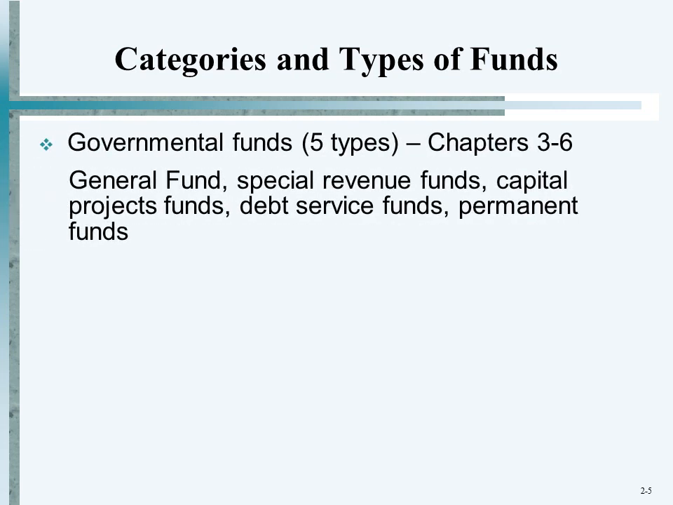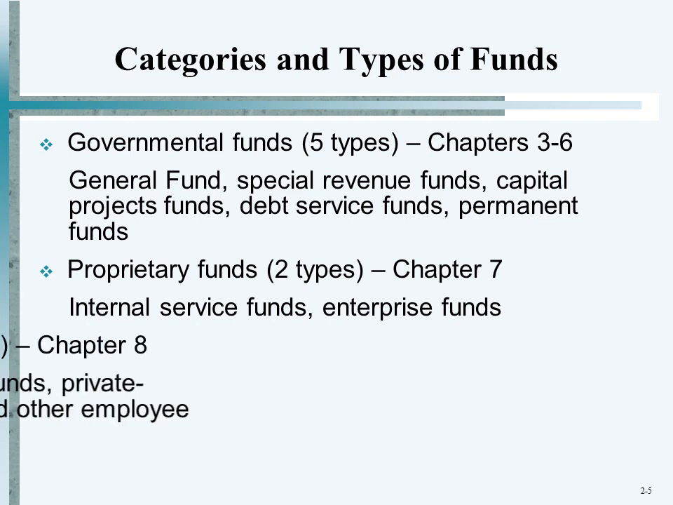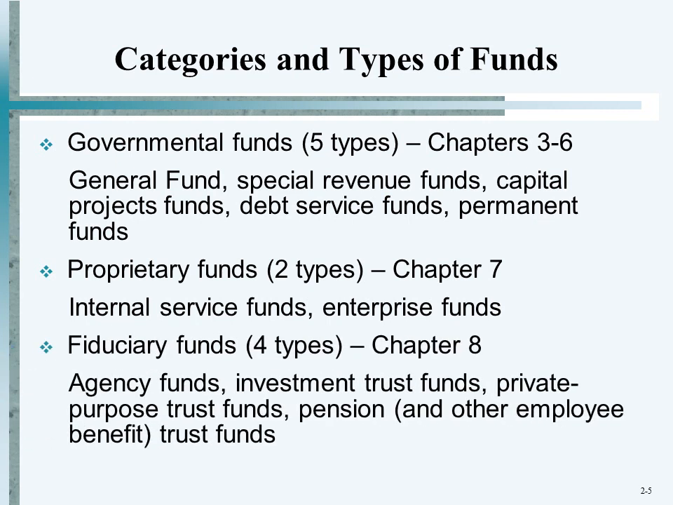Now we're going to cover the categories and the types of funds. Governmental funds, there's 5 types, and we'll cover those in chapters 3 through 6. There's general fund, special revenue funds, capital projects funds, debt service funds, and permanent funds. Proprietary funds, there's 2 types, and we'll cover those in chapter 7. There's internal service funds and enterprise funds. And fiduciary funds, there's 4 types that we'll cover in chapter 8. Agency, investment trust, private purpose, pension, and other employee benefits.